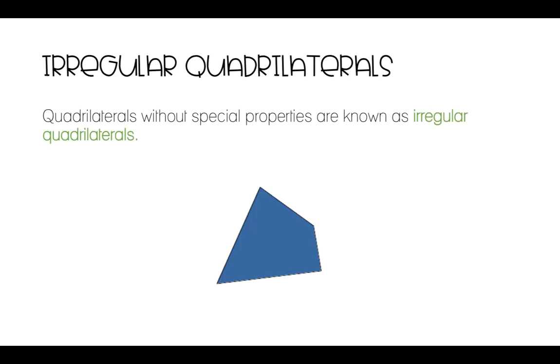Irregular quadrilaterals. Now, I mentioned these at the start, and irregular quadrilaterals have no special properties. They don't have any lengths that are the same, or they might, but not all of them. No rules that they follow. There's no rules to work out angles. It's simply that all 4 angles add up to 360.